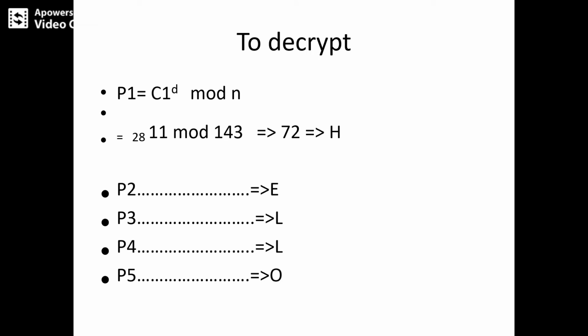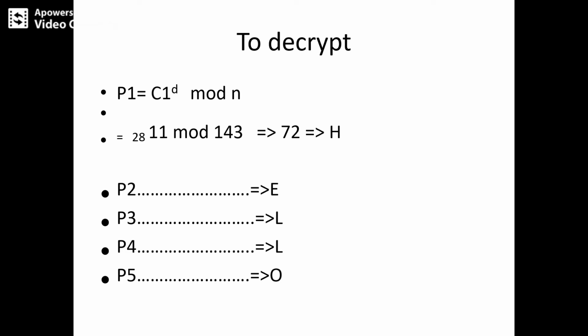So first, the plain text. P1 equals the first ciphertext to the power of the secret key D, mod n. So that we will get back the first plain text, that is 72. After converting 72 it becomes h. In this example, the plain text is h e l l o. So the first one we got is h.